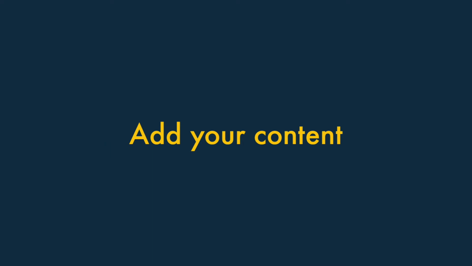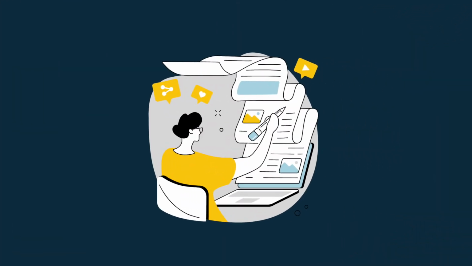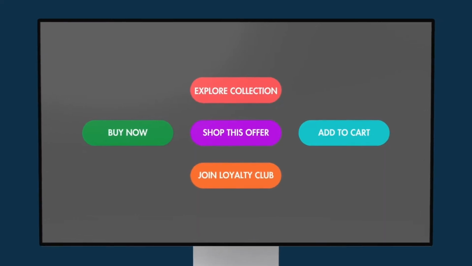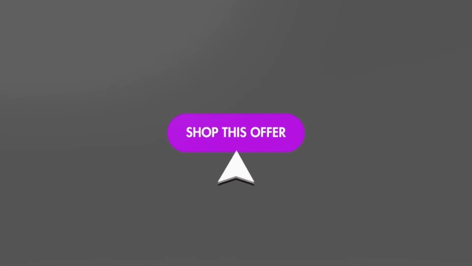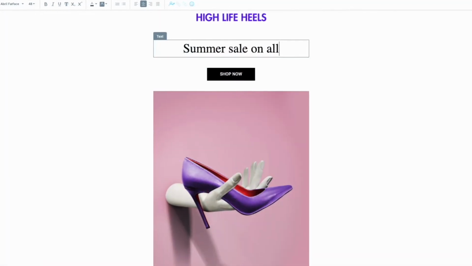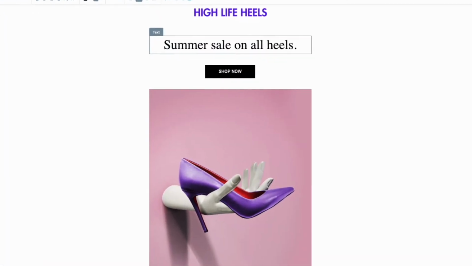4. Add your content. Once you've picked a newsletter template, it's time to add your content. Generally speaking, it's best to focus on one call to action here, rather than populating your newsletter with lots of competing offers. Decide on the most important thing to communicate, and do so clearly using simple language and attractive images.